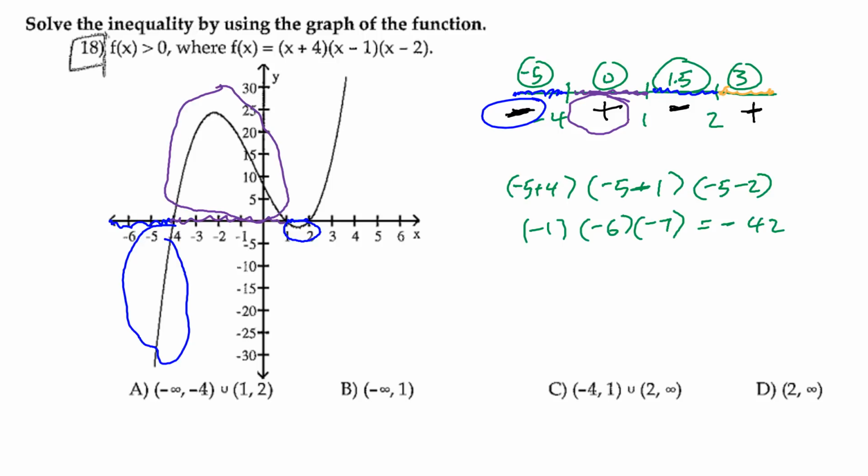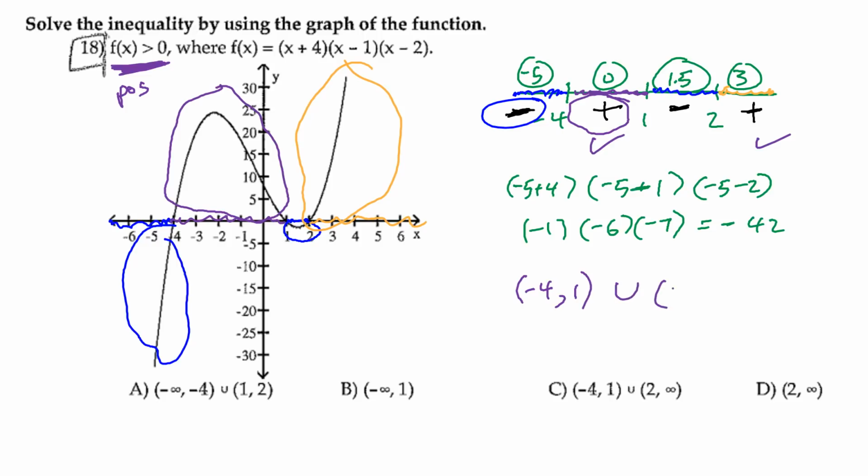And also to the right of 3, notice that it's up at the top. So we could have gotten the same sign chart just from looking at our graph. In terms of what our answer is, it says f of x is greater than 0, or positive, and that would be these two intervals. So our answer has to be between -4 and 1 union 2 to infinity.